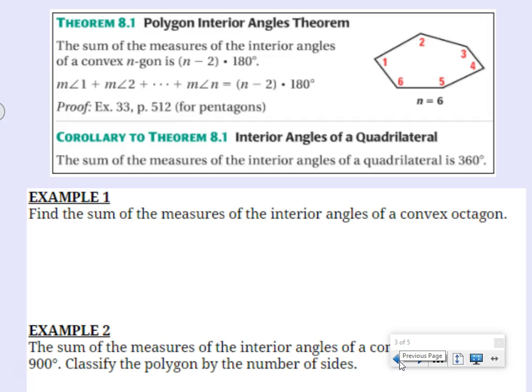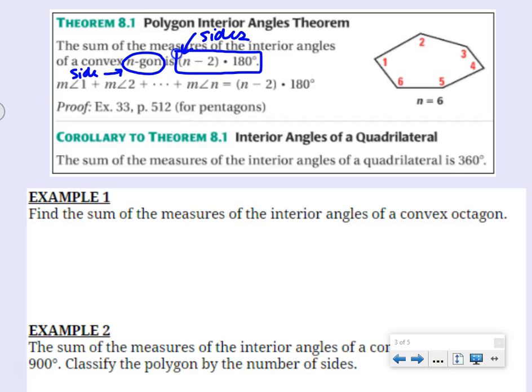Our first theorem for this chapter is the polygon interior angles theorem. So the sum of the measures of the interior angles of a convex n-gon is n minus 2 times 180, where n is the number of sides that the polygon has. So any polygon can just be described as an n-gon, where n is the number of sides it has.